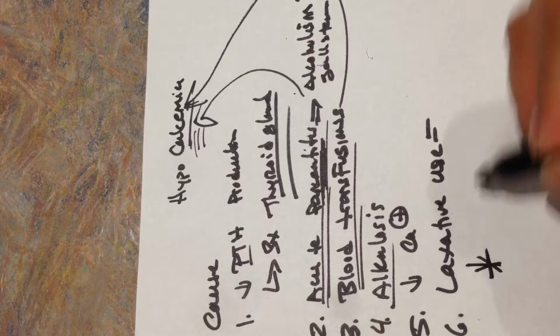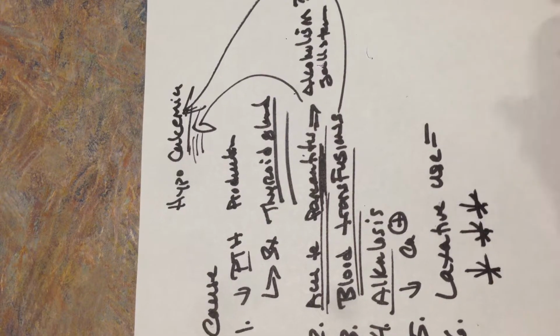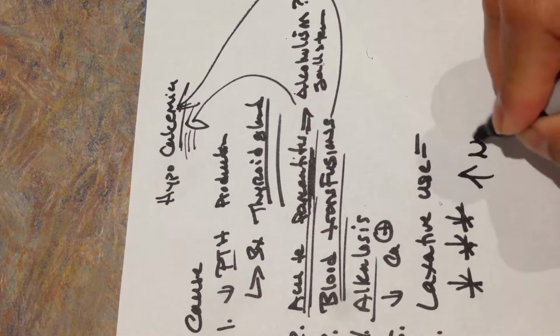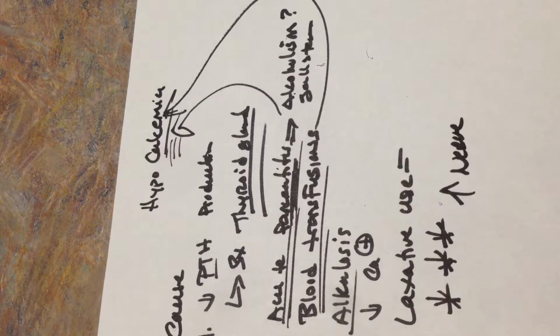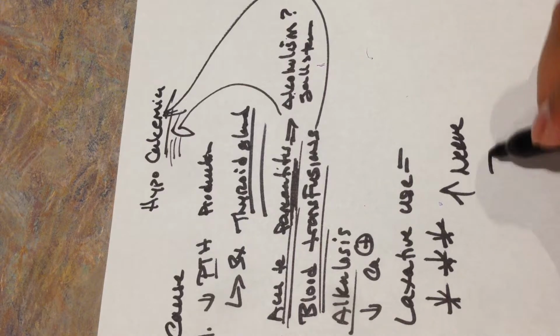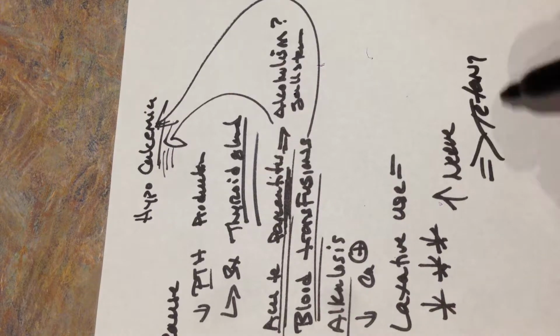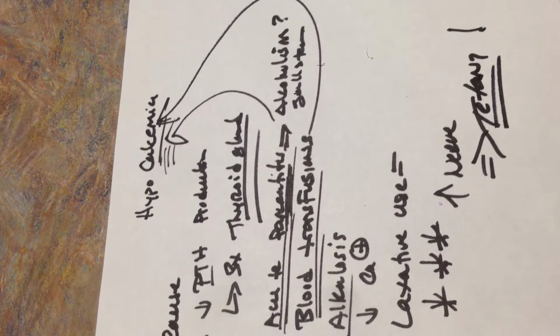Now, side note, one thing you must remember: hypocalcemia causes increased nerve excitability and sustained muscle contraction. Again, I'll repeat that. Hypocalcemia causes increased nerve excitability and sustained muscle contraction. This is known as tetany. Know this.